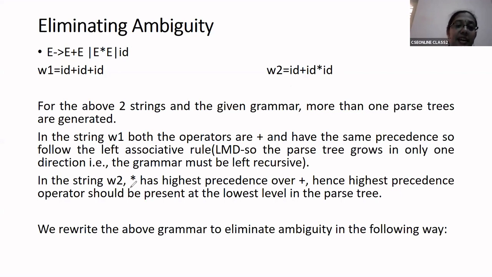So you can read this statement. In the string W2, star has highest precedence over plus. Hence, the highest precedence operator should be present at the lowest level in the parse tree. It is a rule. An operator which has the highest precedence will be present farther from the start symbol or the root node. The start symbol will be present at the top level, and the operator which has the highest precedence will usually be present far away from the start symbol. So when you impose such rules, you are eliminating the ambiguity in the grammar.